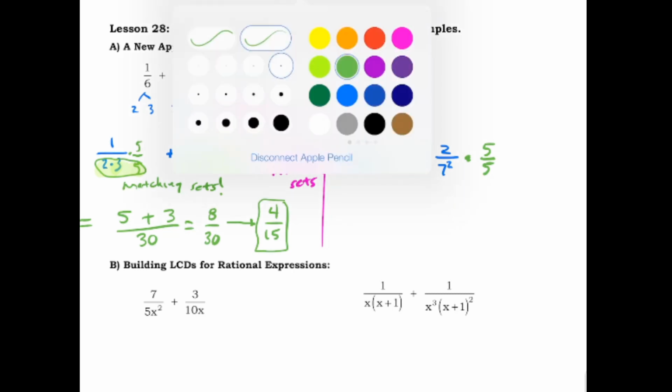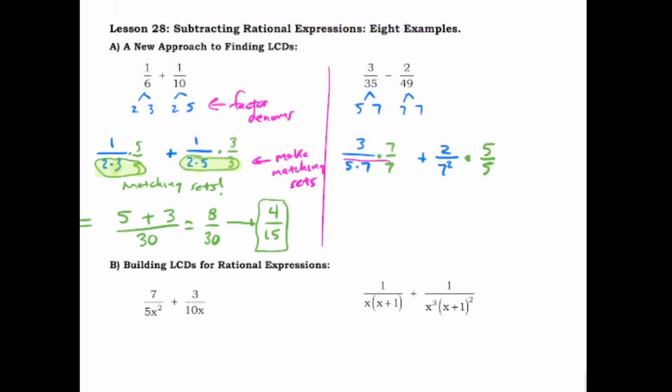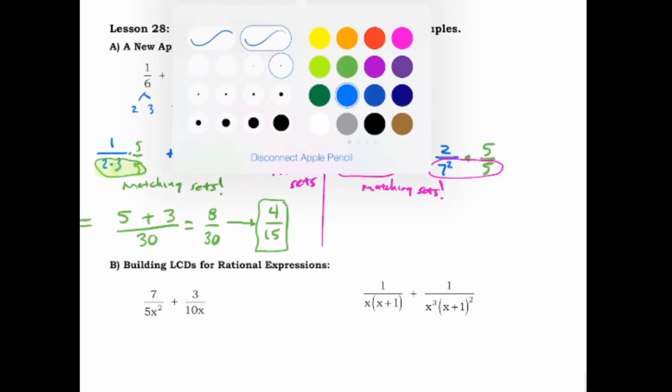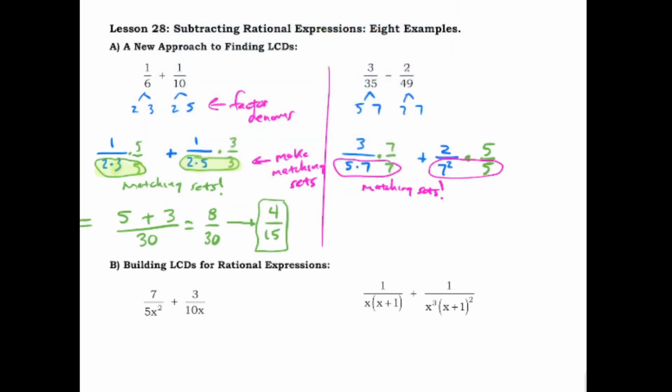But anyway, the point is, we now have matching sets. 5 times a pair of 7s. Matching sets. That means the denominators are the same. That means we're ready to go across the top. Here I got 3 times 7, call it a 21, plus. Here I got 2 times 5, call it a 10. These are all over the same denominator now.